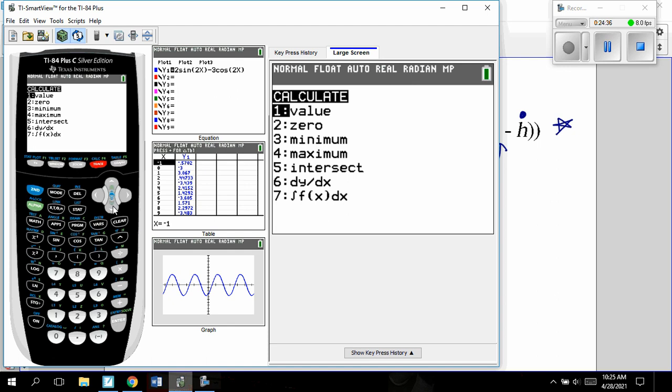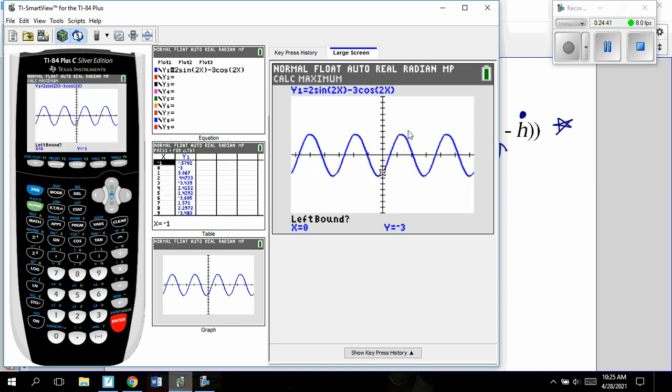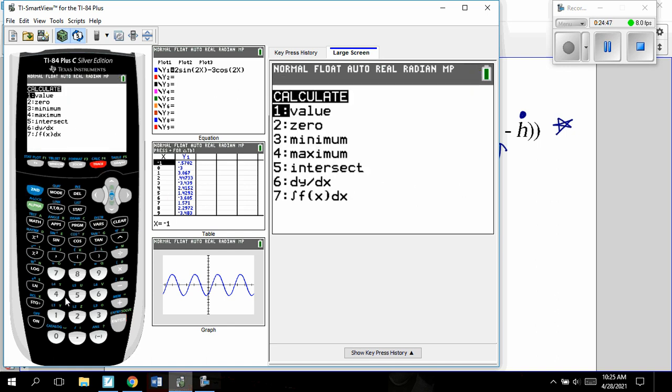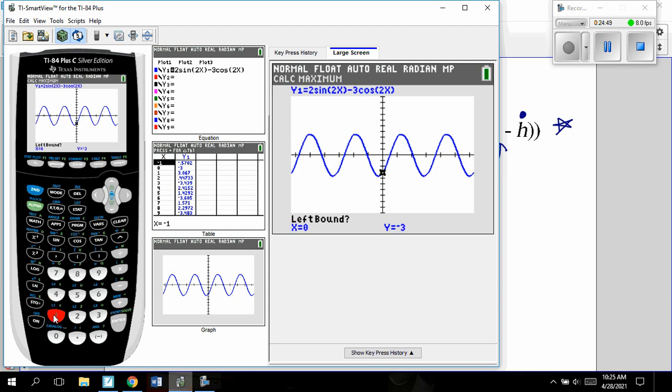I'm going to do a max because it just gives me positive values. So number 4, and then I just pick one. So we'll find the one between 1 and 2 there. Whoops, I hit the wrong button again. So sorry, 4 max. So between 1 and 2. So it's going to find me that value.